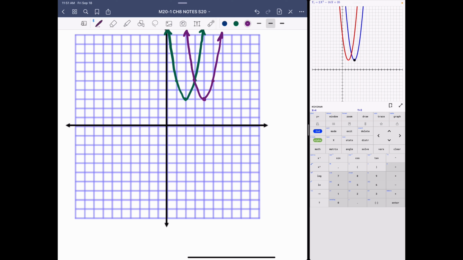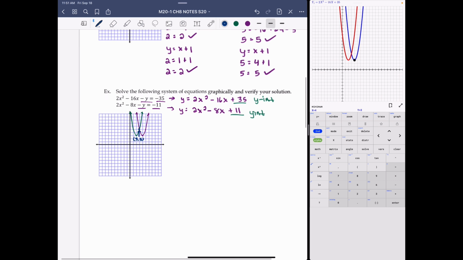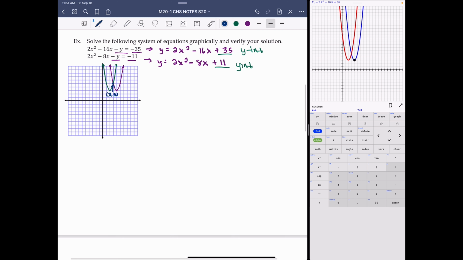And there we go. Okay, our solution point was, what was it? 3, 5. That was our solution point. Three, 5. Now we need to verify.